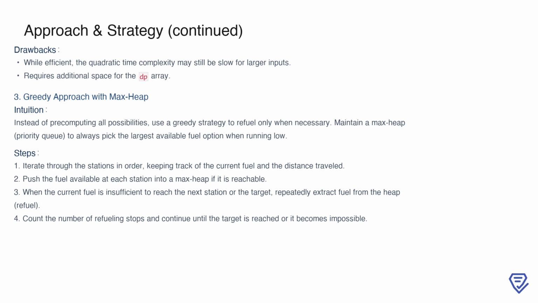A max heap is used to efficiently track and retrieve the best refueling options. As we iterate through the stations, we push the fuel available at each reachable station into the heap. When the current fuel is insufficient to proceed, we extract the maximum fuel option from the heap, refuel, and continue. This strategy minimizes the number of stops by always choosing the most impactful refueling option at critical points.